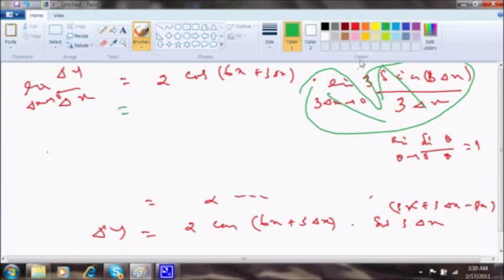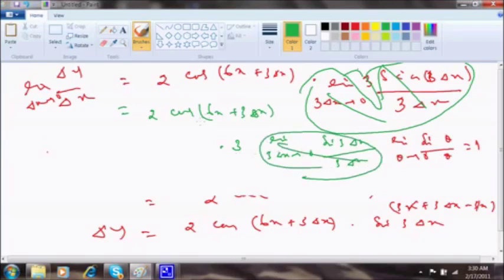In other words, let me just take this 3 out. So this is 2 cos 6x plus 3 delta x into 3 into limit 3 delta x tends to 0, sine of 3 delta x by 3 delta x. This guy goes off as 1, and here delta x is 0. 3 into 0 is 0. Cos 6x plus 0, so this becomes 2 into 3 is 6. In fact, 6 cos 6x plus 0, and this is 6 cos 6x.